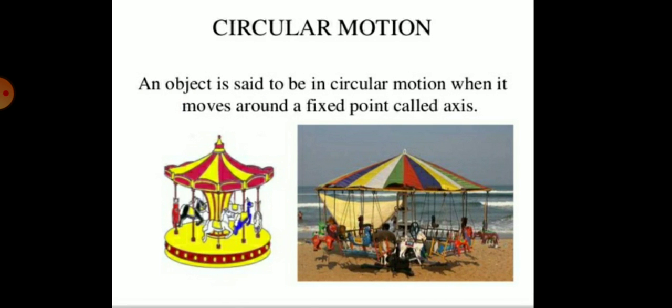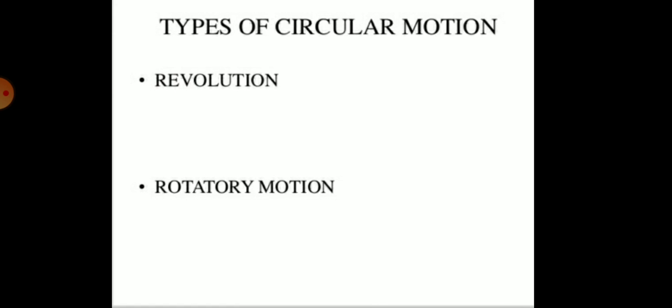The second type of motion is circular motion, or we can say rotatory motion. A motion in which a body moves about a fixed axis without changing its position is called rotatory motion. So, children, it moves around a fixed point called its axis. There are mainly two types of rotatory motion, or circular motion. First is revolution and second is rotation.